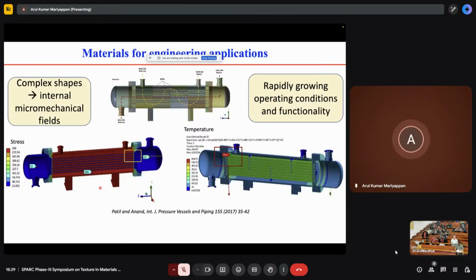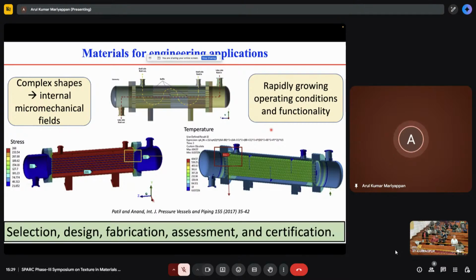Very often we make components with complex shapes that lead to significant internal mechanical fields. Second, we have rapidly growing operating conditions and functionality. As a result, we have to be smart enough to select suitable material. We then design the material. When I say design, not at the component level, I'm talking about the architecture of the material microstructure, and we should be able to tell how to fabricate the material, then we have to assess the performance in real time, followed by certification.